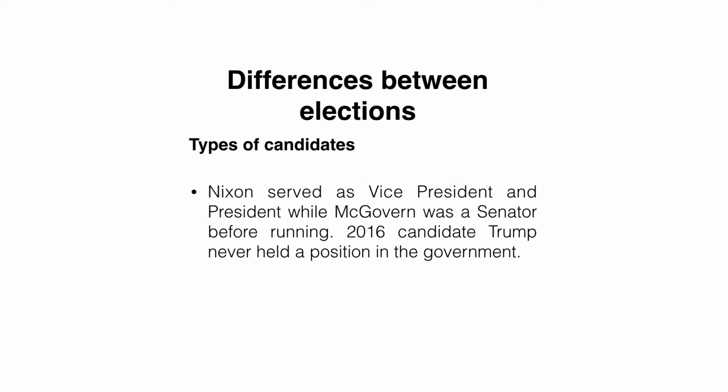Now we will talk about the differences between the elections. The first difference is the types of candidates. Both candidates in 1972 served in government positions before running. Nixon was a vice president and president, while McGovern was a US senator from South Dakota.